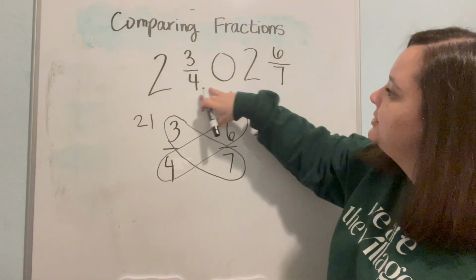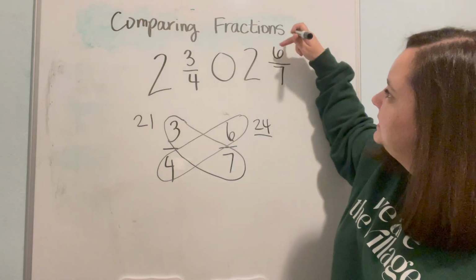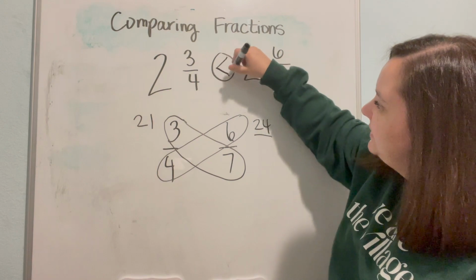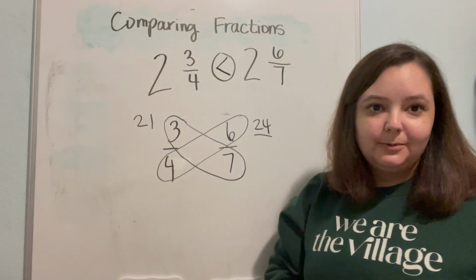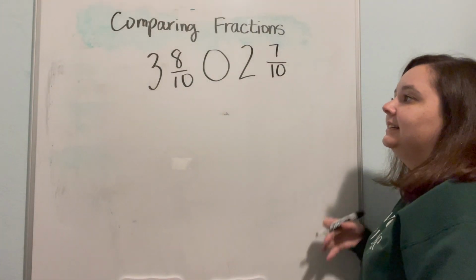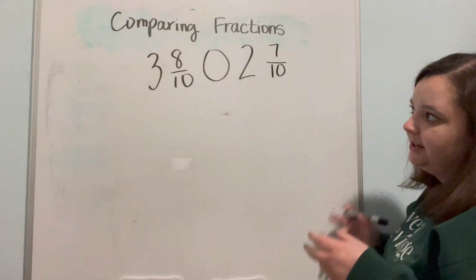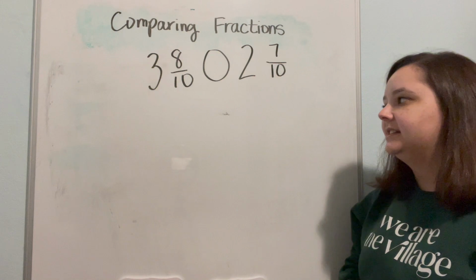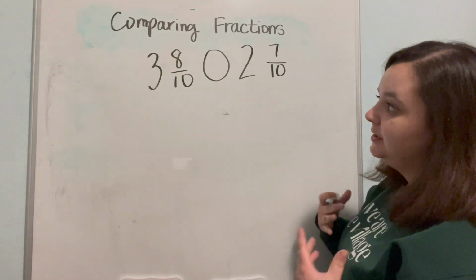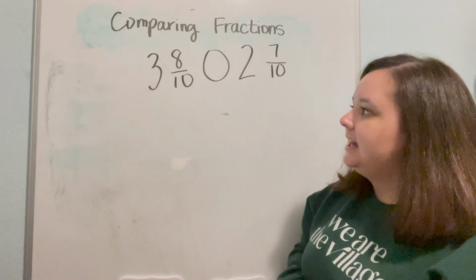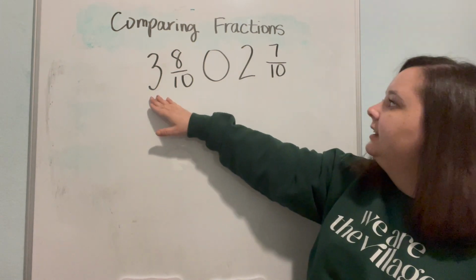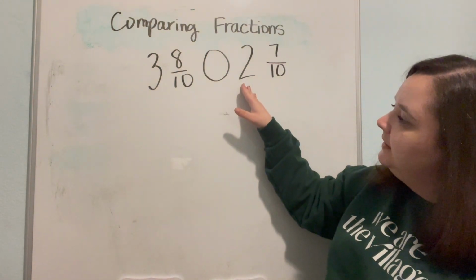So going back to our two mixed numbers here, since 6/7 is greater than 3/4, that means that 2 6/7 is greater than 2 3/4. All right, now we have two new mixed numbers here. We have 3 8/10, and we have 2 7/10. So we're going to go ahead and compare these by starting to look at the whole numbers here. So on this side we have a 3, and on this side we have a 2.